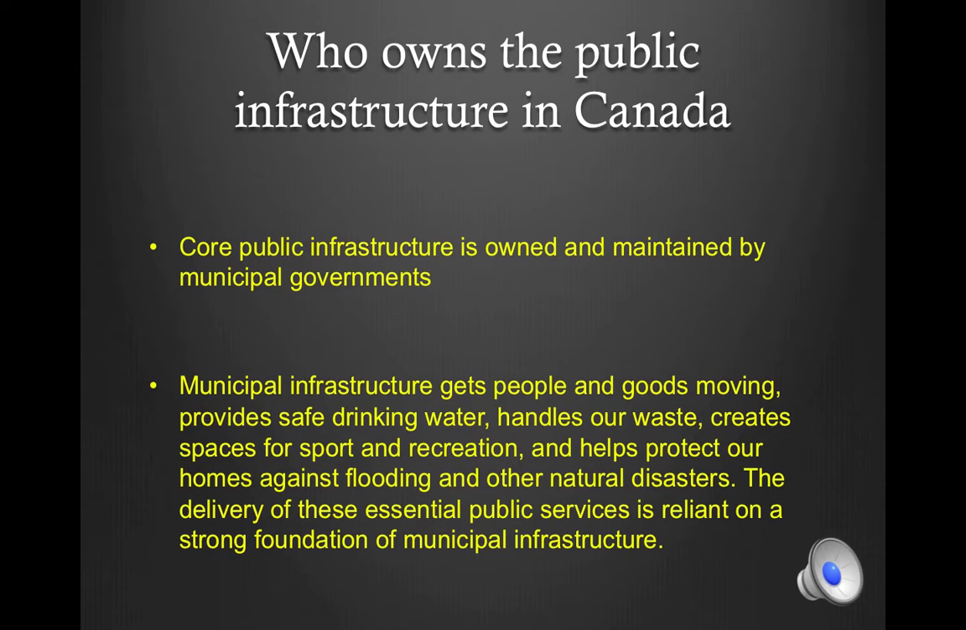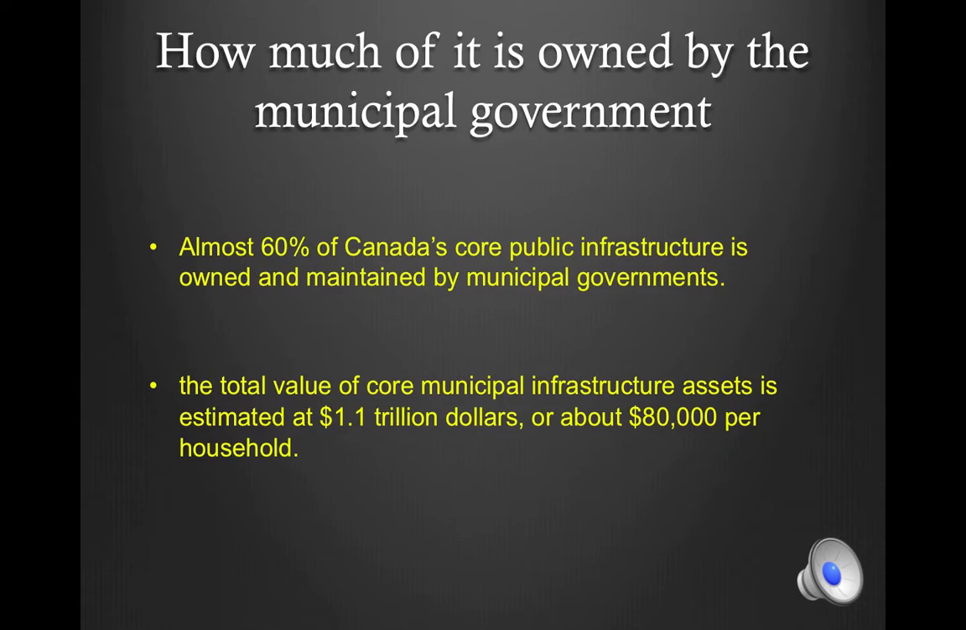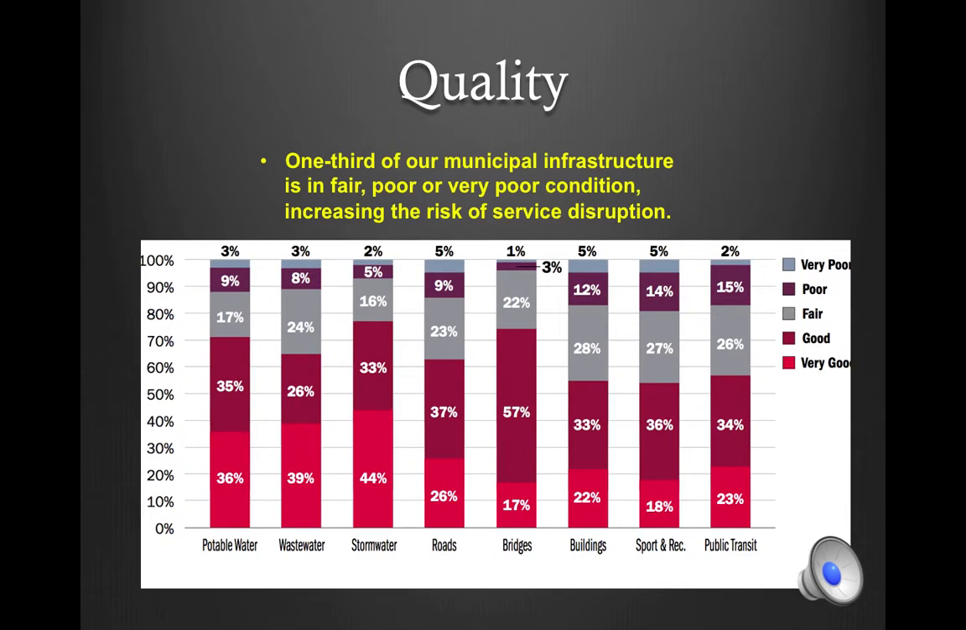Municipal infrastructure gets people and goods moving, provides safe drinking water, handles our waste, creates spaces for sports and recreation, and helps protect our homes against flooding and other natural disasters. The total value of core municipal infrastructure assets is estimated at $1.1 trillion dollars, or about $80,000 per household.